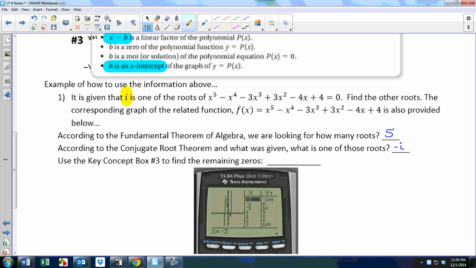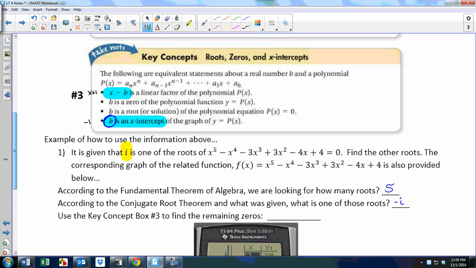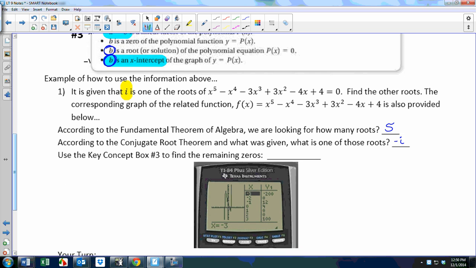According to this key concept box, if b is an x-intercept, b is a root, right? So according to the table, 2, 1, and negative 2 are also roots of this equation. So negative 2, 1, and 2. So put it together, you found all 5: the 2, the negative 2, the 1, and then the i and the negative i. You've got all 5.